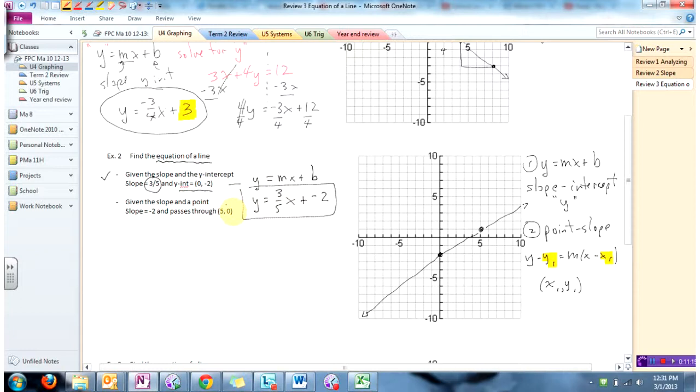The second example, instead of having the slope and a y-intercept, we have the slope, which is -2, and a point. This is not the y-intercept. This is the point 5, 0. And if you think about that for a second, you'll realize that's the x-intercept. But this works for any point. 5 is the x-coordinate. In this case, 0 is the y-coordinate.